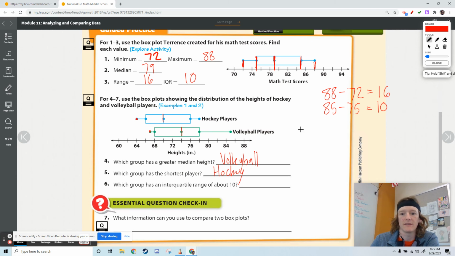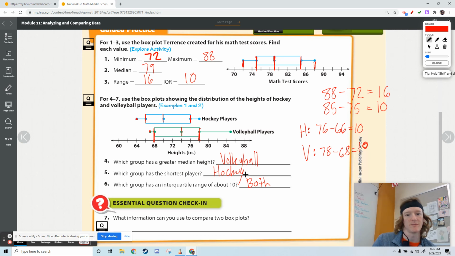Which group has an interquartile range of about 10? Okay, well, let's do some math. So let's do the hockey, and we'll do volleyball, and we're going to do the interquartile range. Hockey goes from 76, so I'm looking at the upper part of the box and the lower part of the box. So 76 minus 66. Well, that's 10. Let's double check this one, make sure it's not also 10. Volleyball players, 78 minus 68. Oh, that's also 10. All right, good thing we didn't stop. Both have an interquartile range of about 10.